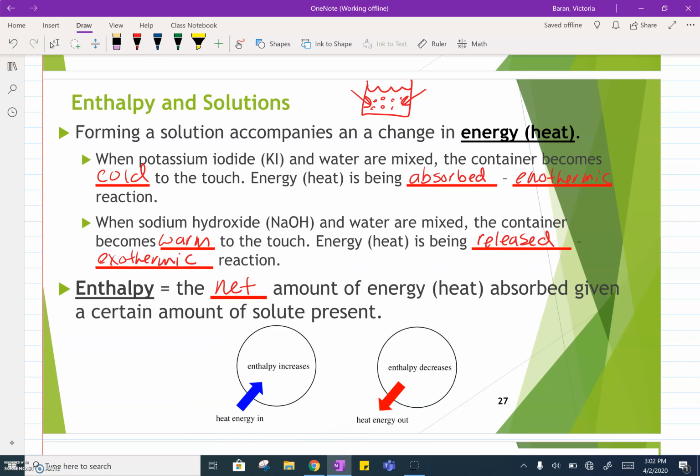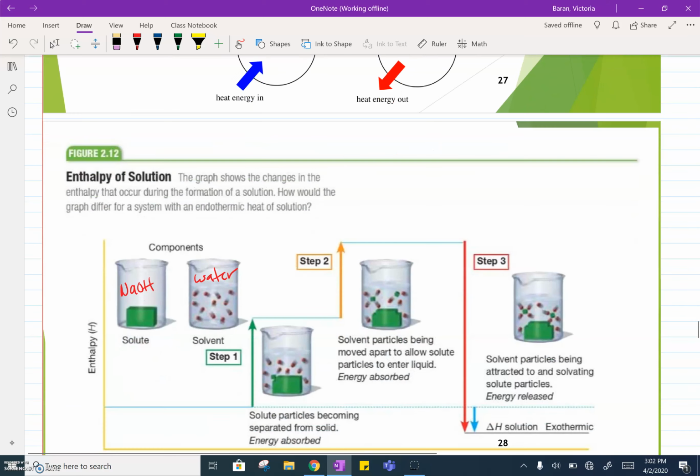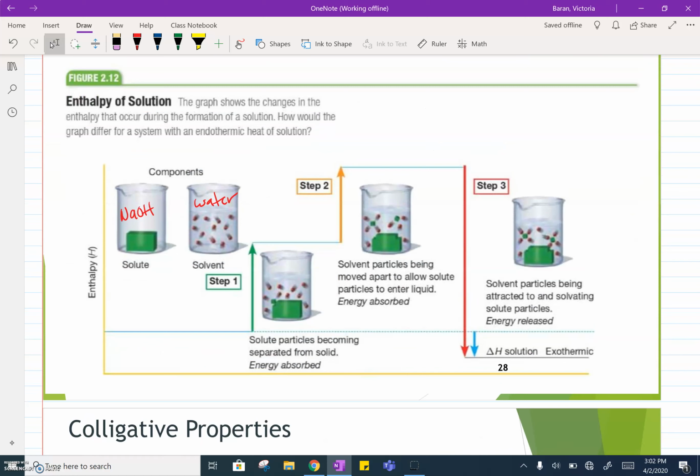In the other example, more energy was being released than what was absorbed overall. This would cause the enthalpy to decrease. So really, we're just looking at where is heat moving, is it being absorbed or released by that reaction, and how much energy is being released or absorbed overall by that reaction. We can represent this graphically here.